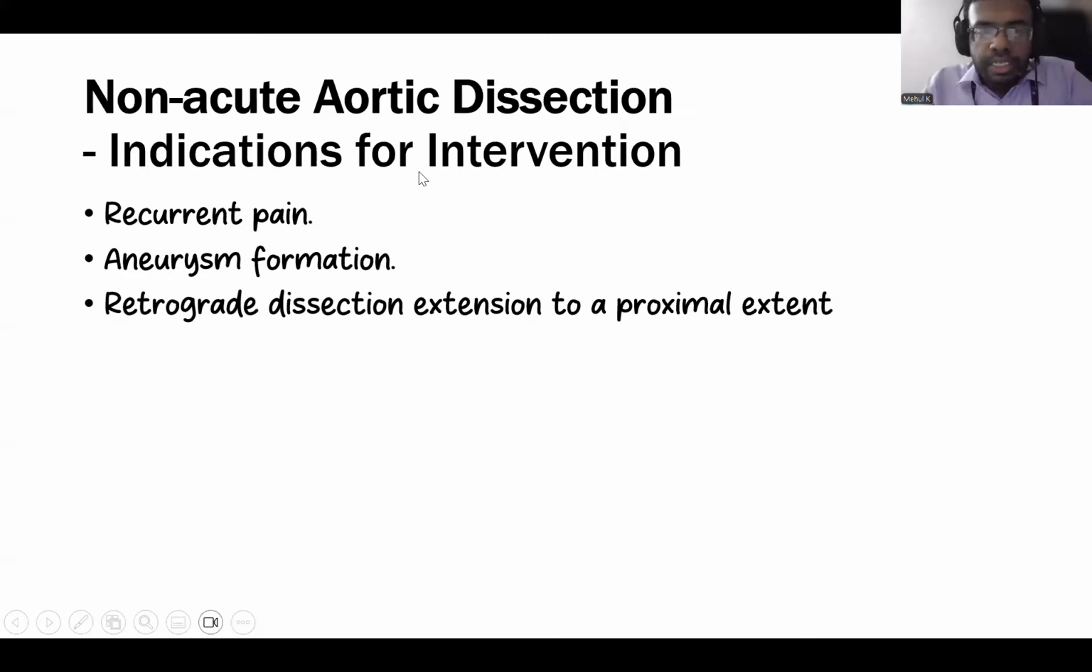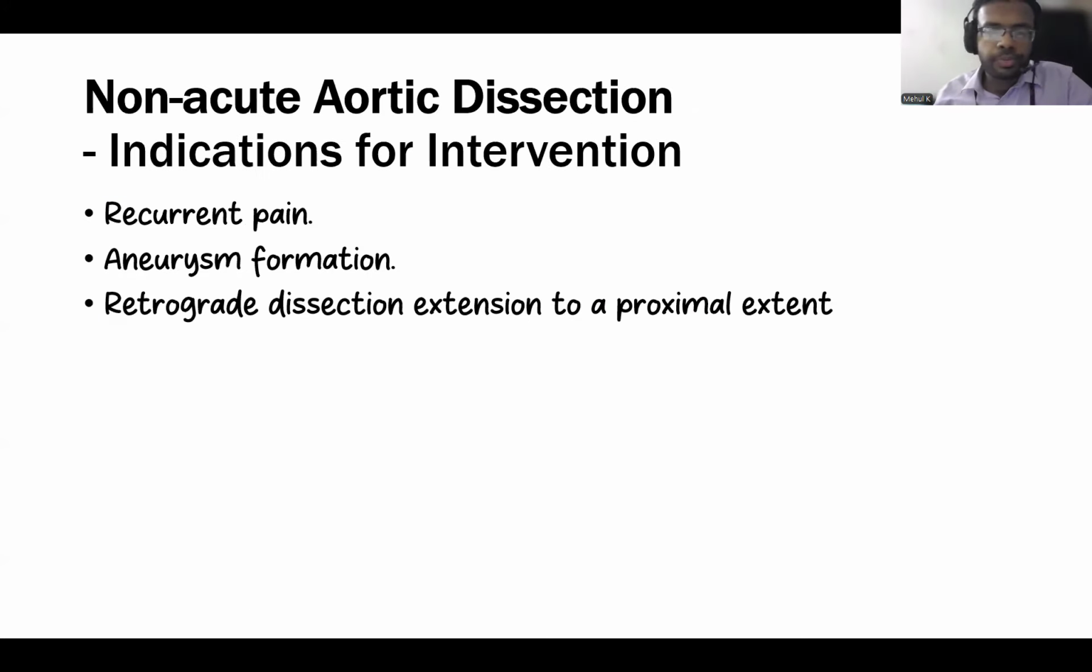So in these kinds of patients who are having non-acute aortic dissection, presenting more than 2 weeks out, what are the indications for intervention? If they're having recurrent pain, or they have a big aneurysm formation, or they are propagating retrogradely, then you should consider intervention on them, even if it is more than 2 weeks and it's not that acute.